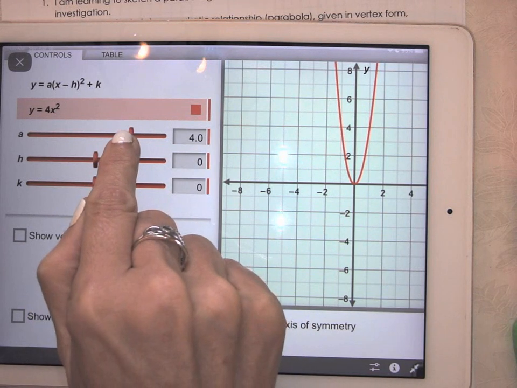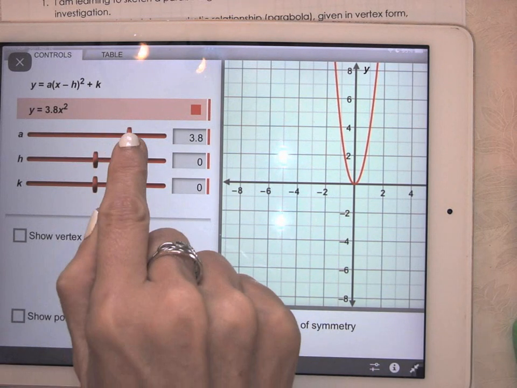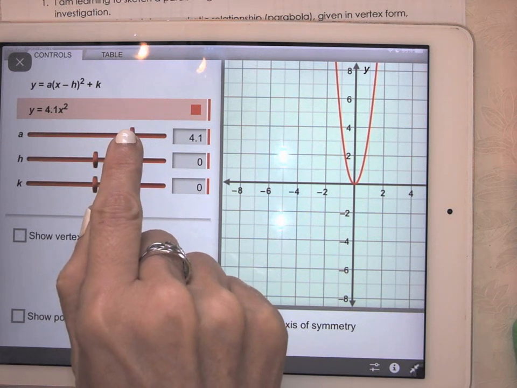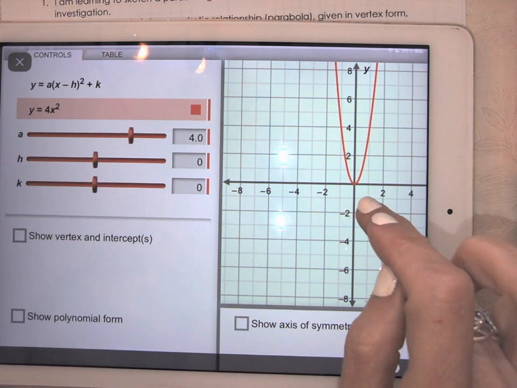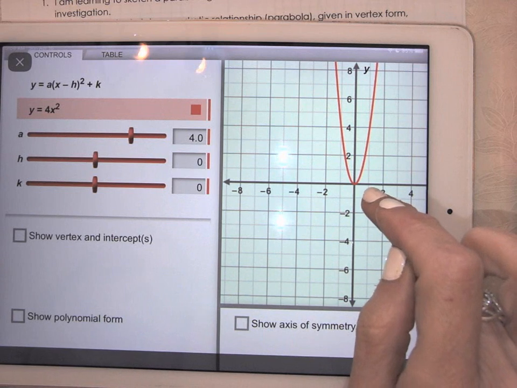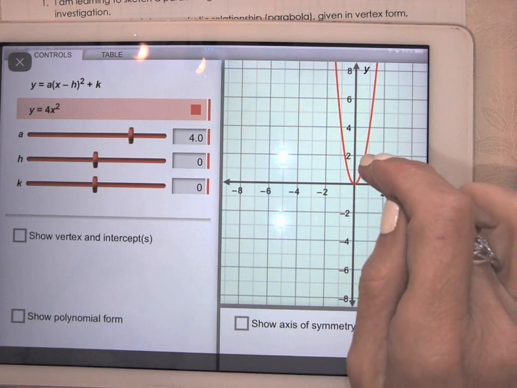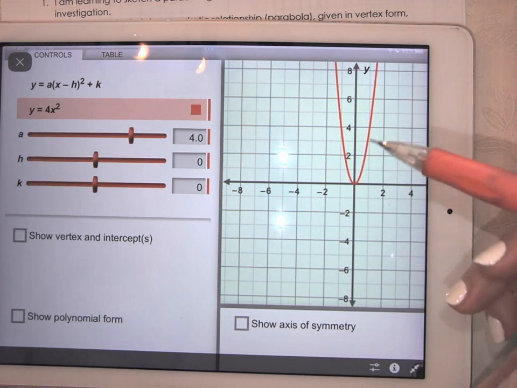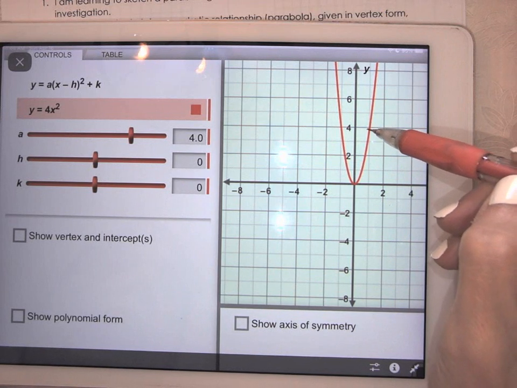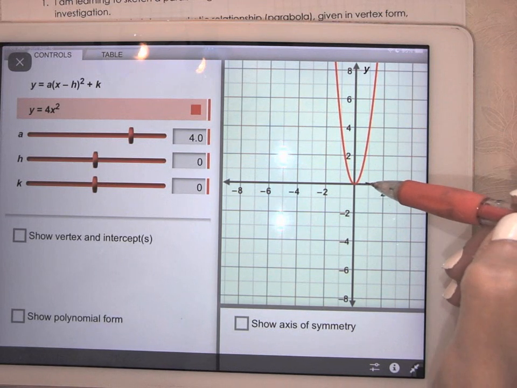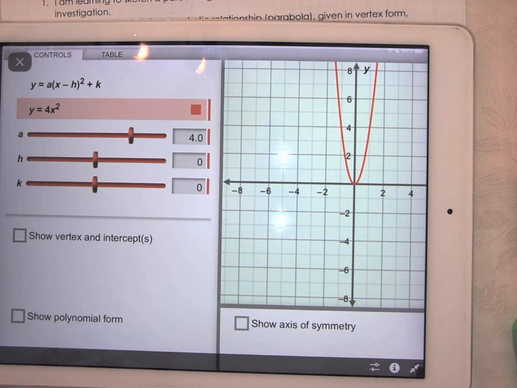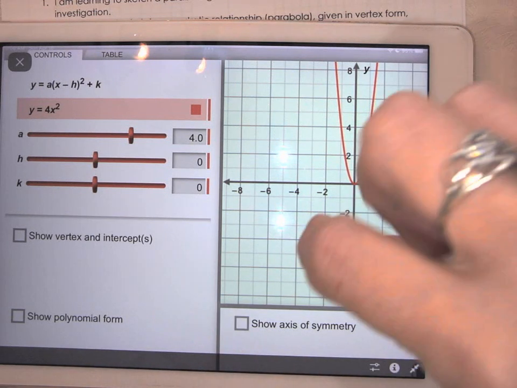For instance, if I lock it in at 4, that means when I go over 1, instead of going up 1, I go up 4. 1, 2, 3, 4, and that point right there at 1, 4 would be the new step. So over 1, up 4. And we call that a vertical stretch. It's like taking the parabola.